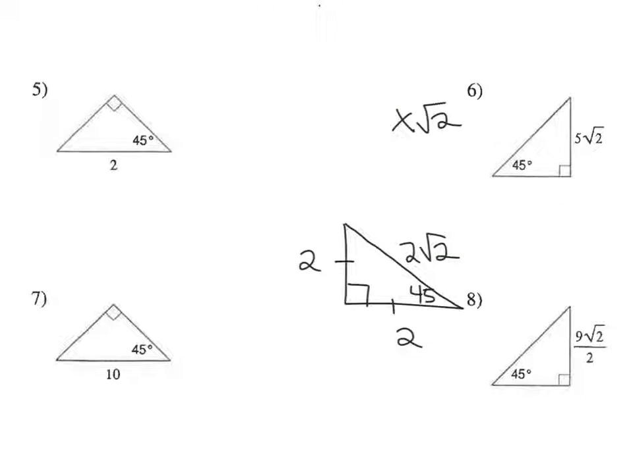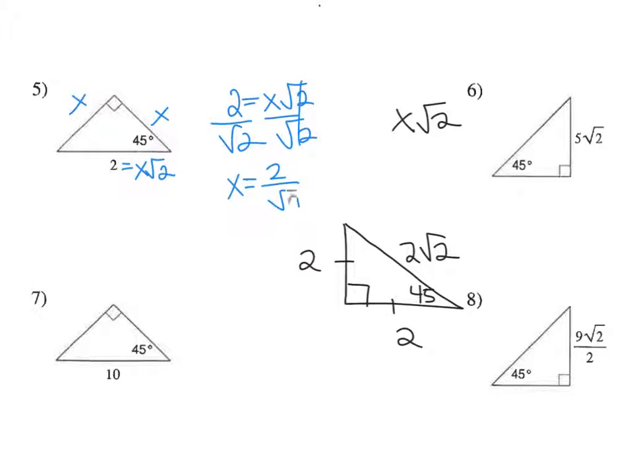Okay. Number 5, if the hypotenuse is 2, well that's x root 2. The two legs would be x. 2 equals x root 2. You would divide by the square root of 2. So x is equal to 2 over radical 2. Multiply top and bottom by radical 2 to get rid of the radical in the bottom. So you have 2 root 2 over 2. The 2's cancel. So x is just equal to radical 2. We'll fill that in.